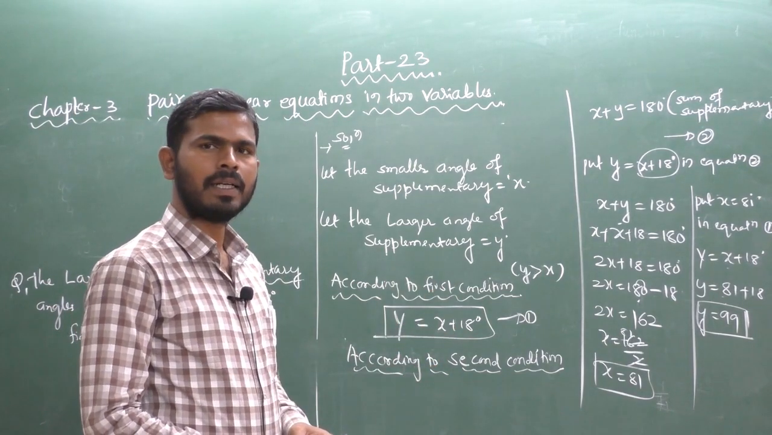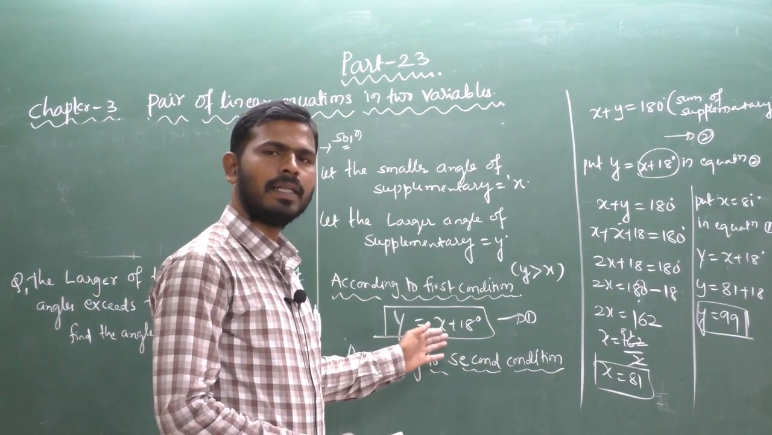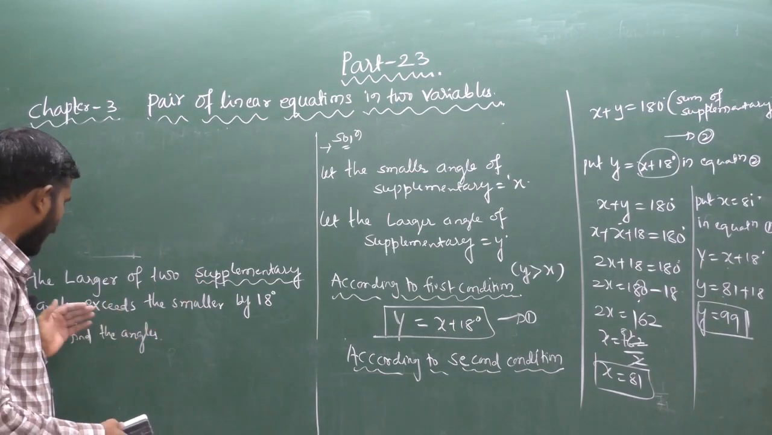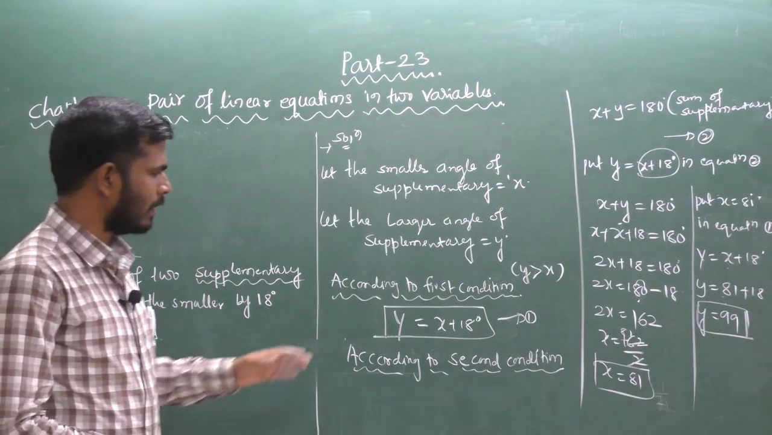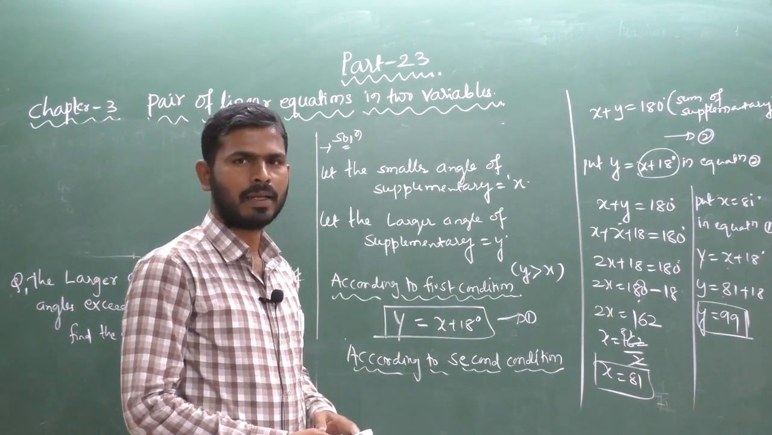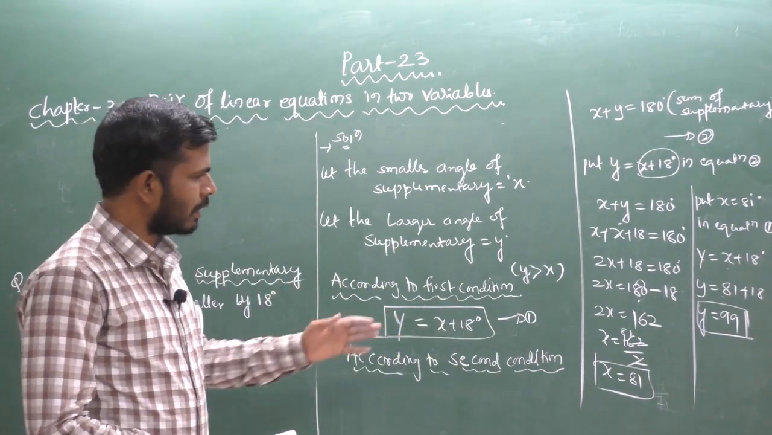Y is greater than the smaller value by 18. Or you can apply here: the larger of the two supplementary angles exceeds the smaller by 18. The larger angle exceeds the smaller angle by 18. So you can check the sum of these two angles.